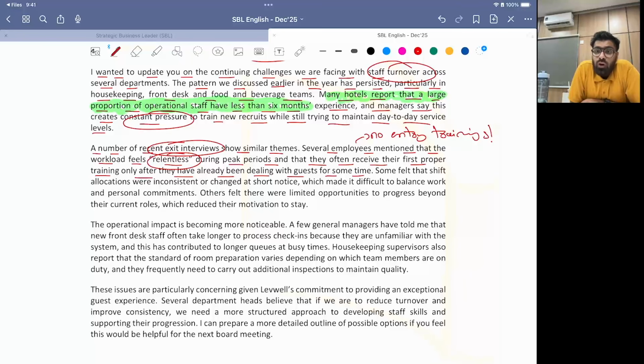Guys, believe me, there should be onboarding, there should be onboard training, there should be at least 1 week of relaxation for the staff to go into a hotel and just see how the staff works. Good hotels and five-star hotels do this, right? Some felt that the shift allocations were inconsistent, which made it difficult to balance work and personal commitments. Others felt there were limited opportunities to progress beyond their current roles, which reduced their motivation to stay. And if someone is doing this with me, believe me, guys, I wouldn't be staying at that hotel.